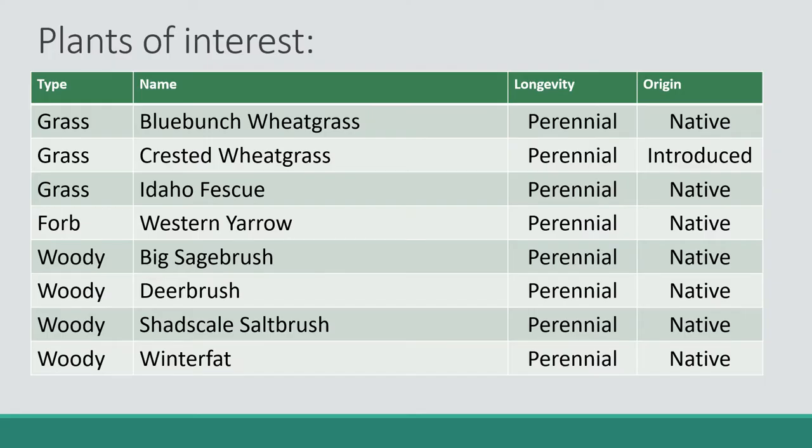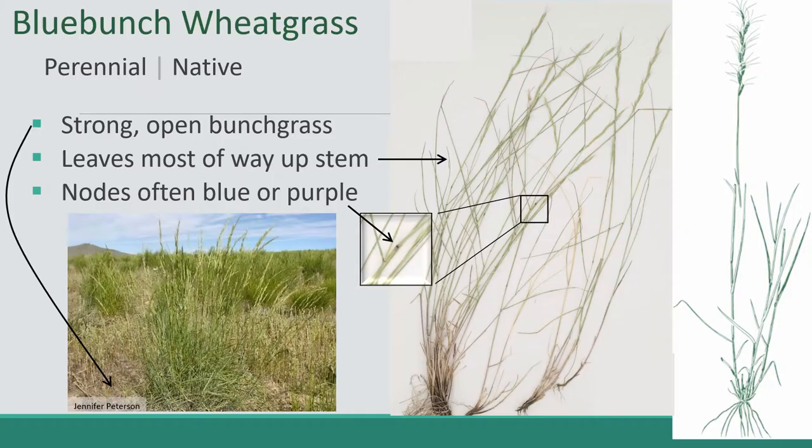So let's take a look at some individual plants. These are the plants we're going to cover in this class. A couple of bunch grasses at the top, again this intermountain bunch grass type, one forb, western yarrow, and then four shrubs. We'll just go through those. I'll tell you a little bit about their ecology and how to learn to identify them.